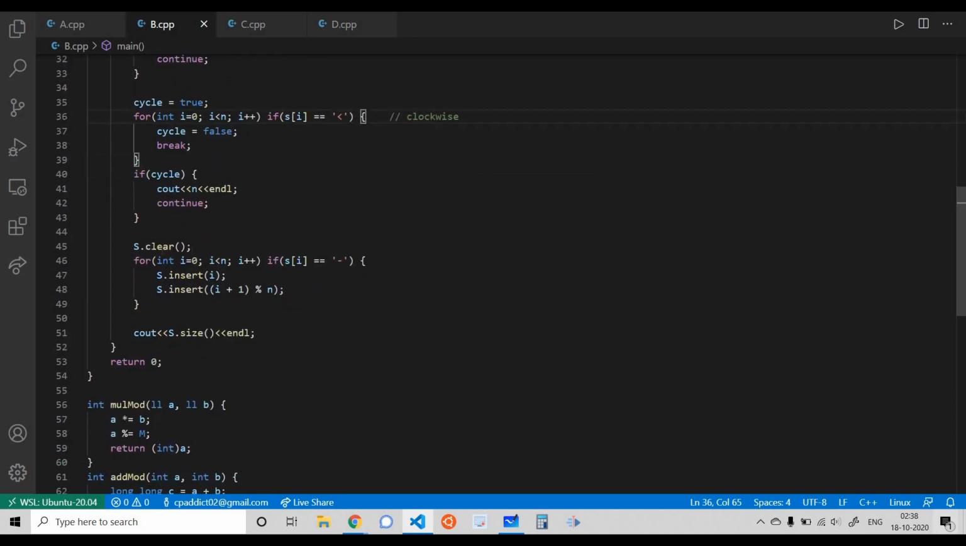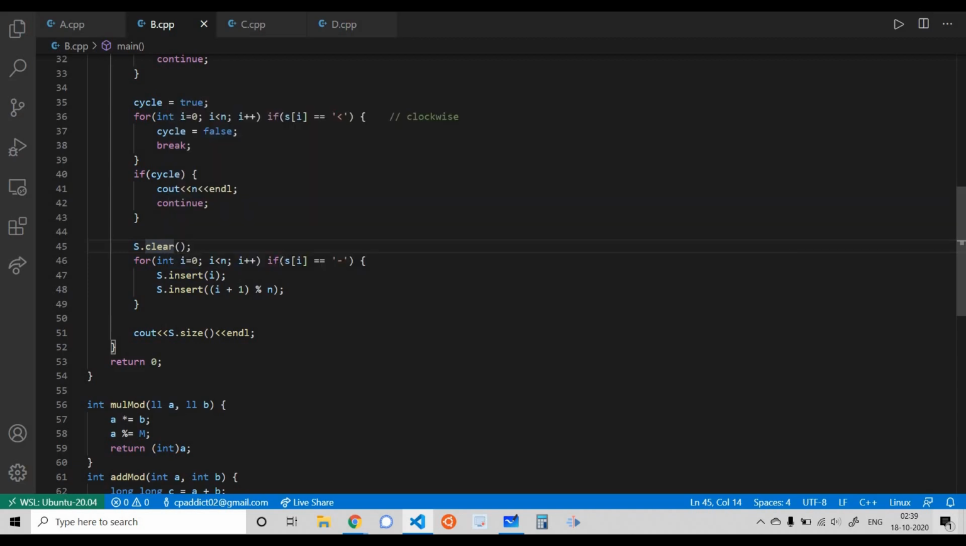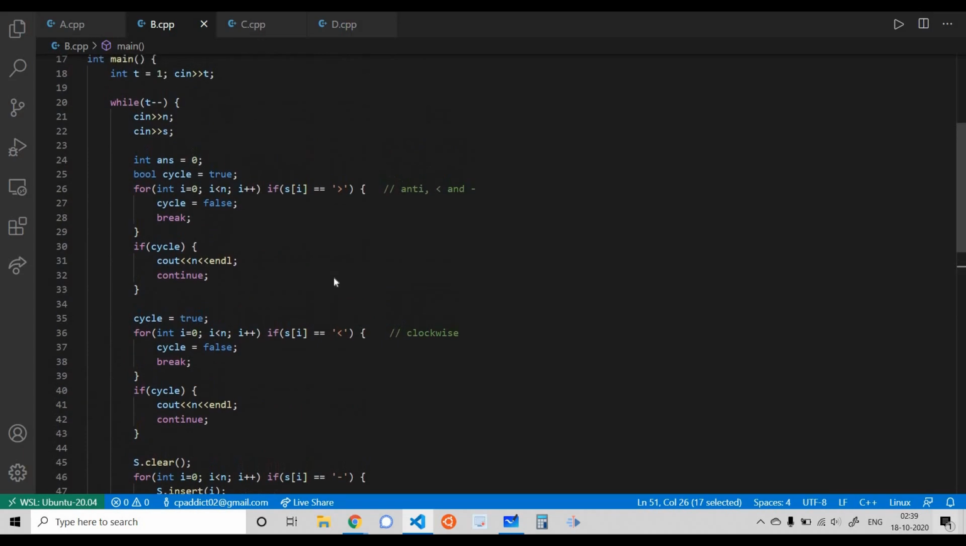Otherwise, I check for all the bidirectional edges. If it is a bidirectional edge, I add the nodes which are connected by that bidirectional edge, which is i and (i plus 1) mod n, because the last node of our structure, which is at n minus 1, and the first node, which is at 0, can also be connected. At the end, I'm just printing out the size of my set. That's all for this question.